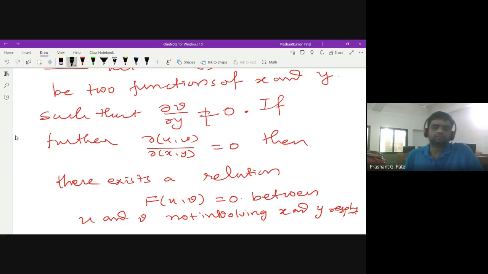So this is the theorem, or I can say a lemma. u and v are two functions in the variables x, y, such that the Jacobian ∂(u,v)/∂(x,y) is 0 and ∂v/∂y is non-zero. Then there exists a relation F(u,v) = 0 between u and v. That is the objective, to prove.